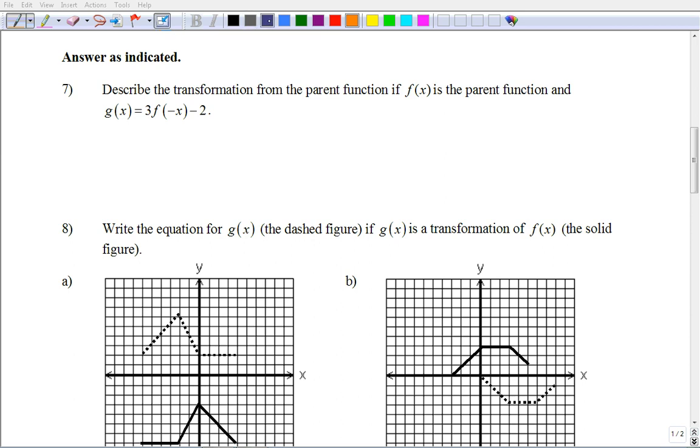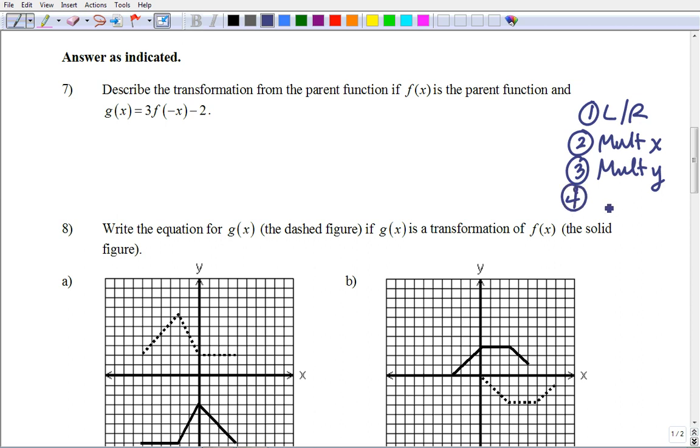All right, for this next problem, describe the transformation from the parent function if f of x is the parent function, and g of x equals 3 times f of -x minus 2. So remember, we always do left and right first, then we look at multiplying the x's, then we look at multiplying the y values, and then last but not least, we go up or down.